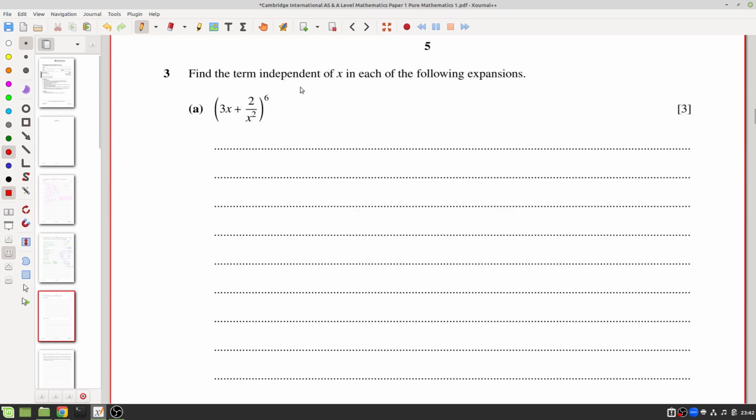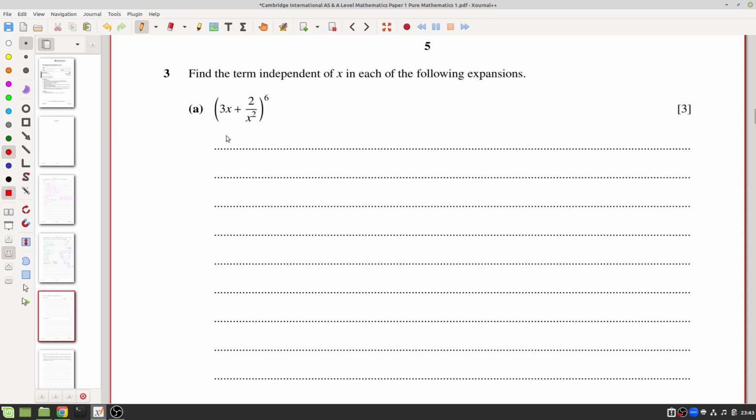All right, next up, find the term independent of x in the following expansions. Okay, so if some term is independent of x, that could be something like 3x to the power 0, which is exactly the same as 3, right? So 3 doesn't have an x because it's the same as having x to the power 0, because x to the power 0 is just 1. And 3 times 1 is just 3. So we're looking for the term that has an x to the power 0 in it.